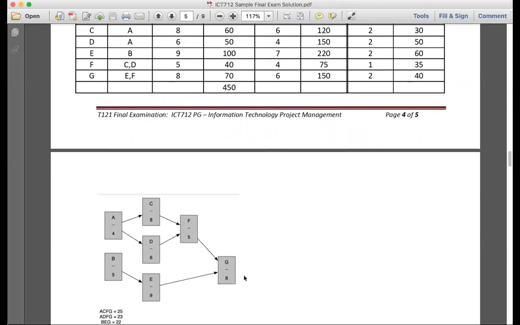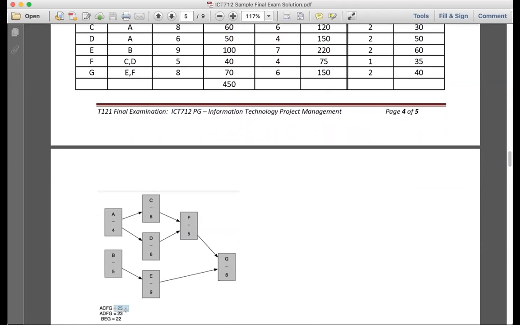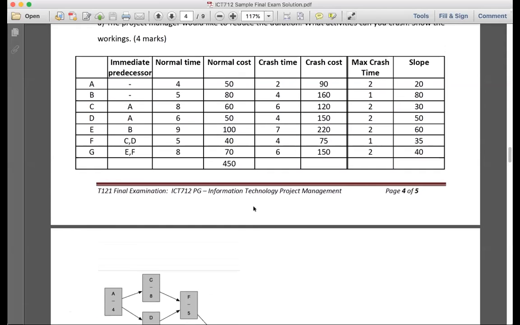So instead of 25, what do I have when I crash? One question, sir. Why are you reducing just 1 day for A? Because you need to look at the longest critical path, ACFG. I need to find the one that's going to cost the cheapest. A will cost me 20, C will cost me 30, F will cost me 35, and G will cost me 40. Which one is the cheapest? 20, the A one.